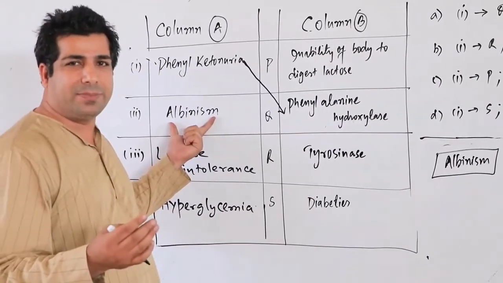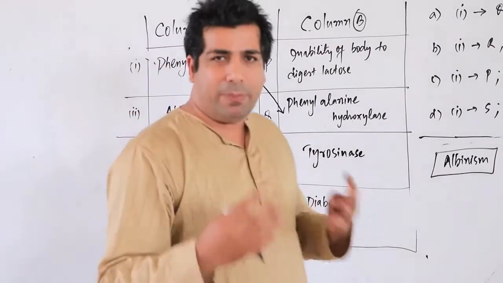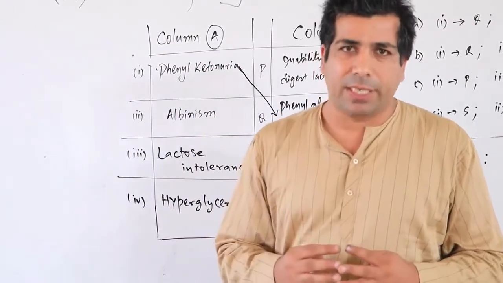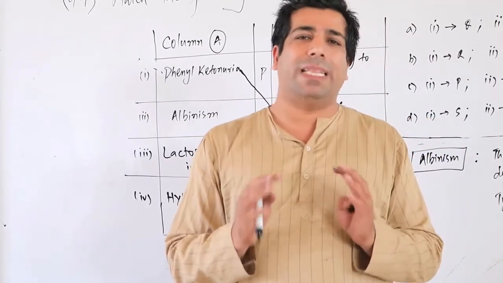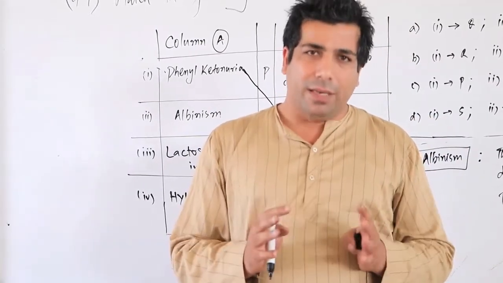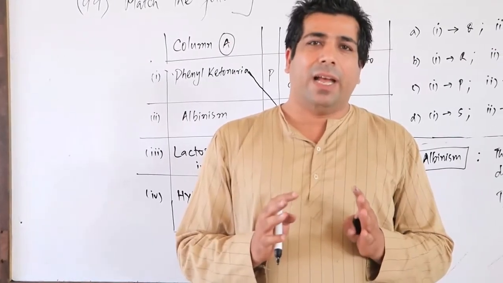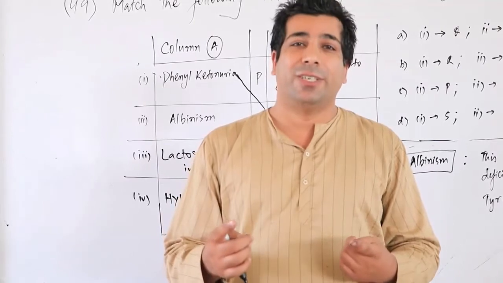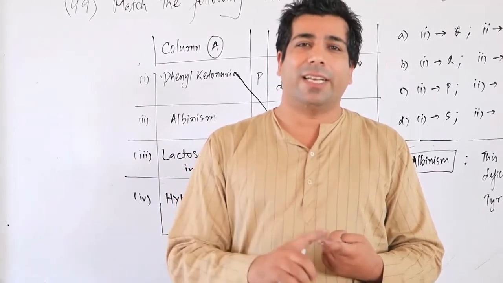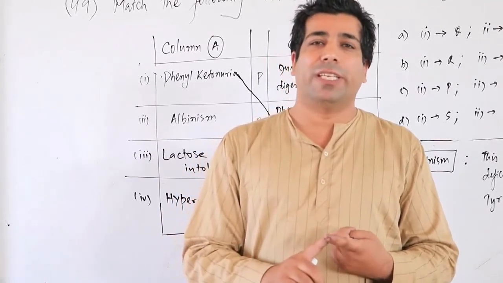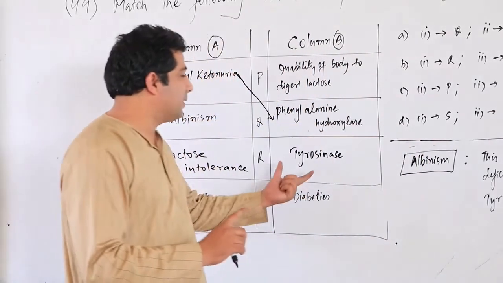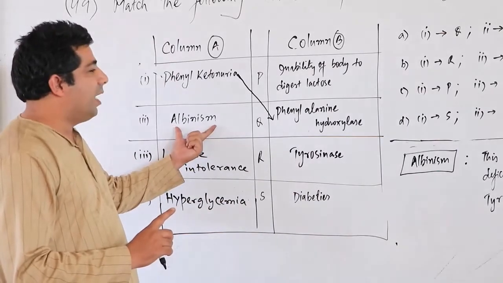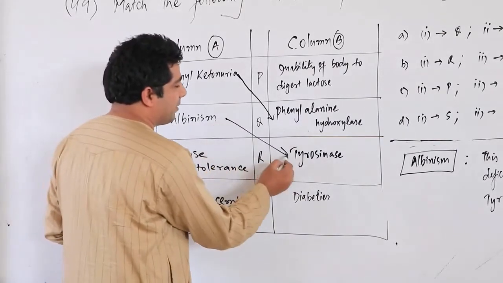What is that albinism? That the melanin pigment formation will be very less in the body, correct? Due to the formation of less amount of melanin pigment in the body, the color of skin and the hair will turn out to be white. So the skin and the hair color will become white due to the deficiency of which enzyme? Tyrosinase, and it will cause albinism. I hope you are understanding, my dear friends.